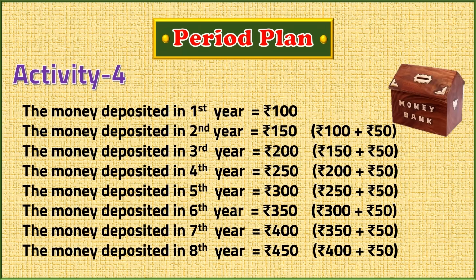What do we observe in this situation? What do we observe in the pattern in this situation? The difference between the numbers in the pattern is fixed, that is 50.